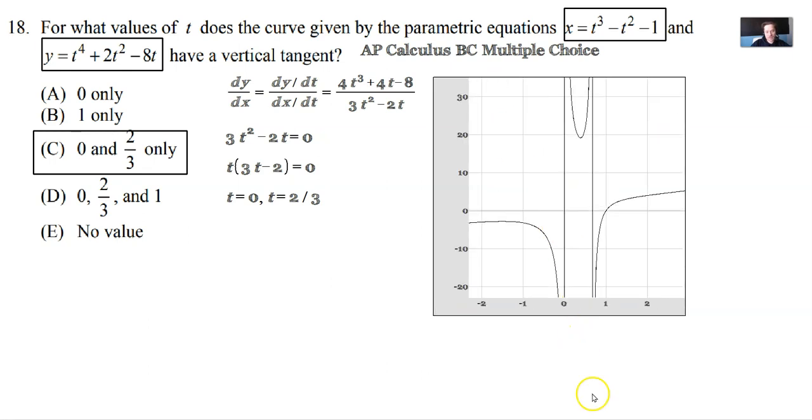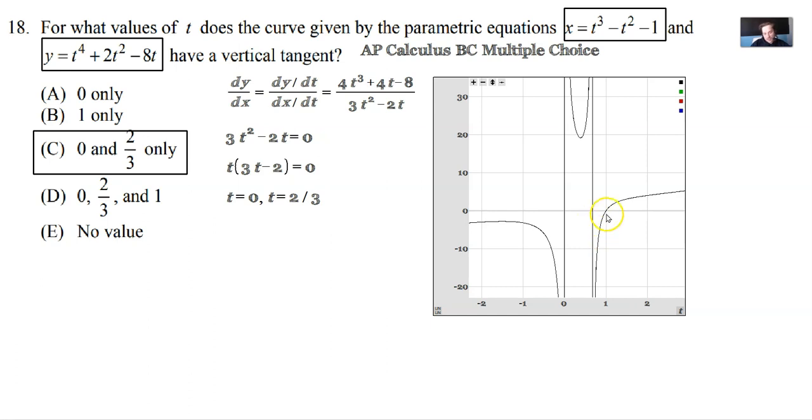For example, what you see is the following. That 0, well, 0 is right here. You see, this is a vertical asymptote. So the derivative has a vertical asymptote at 0. That means that dy/dx is not defined there. In other words, there's a vertical tangent line. At the other value of 2/3, again, the derivative has a vertical asymptote. Remember, that means that the derivative is not defined, which means the equations there have a vertical tangent.